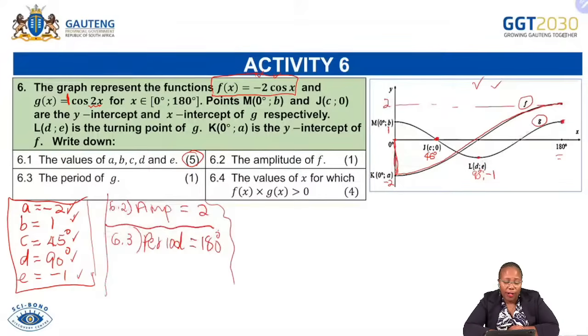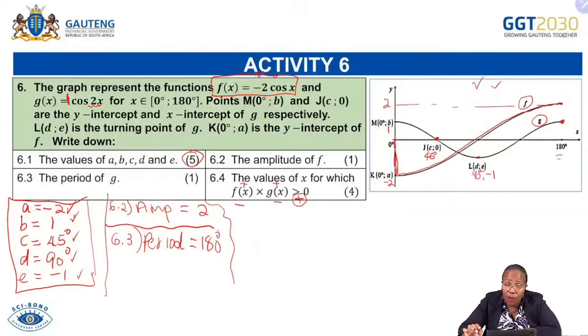And then now, 6.4, the values of X for which F multiplied by G is greater than 0. Number one, we need to understand greater than 0 means it is positive. Product of the two graphs must be positive. You can only get it positive if what? If both are positive. Positive times a positive is a positive. Or if both graphs are negative. That is the analysis of understanding that statement. Your graphs must both be positive or both negative in order to satisfy this condition.